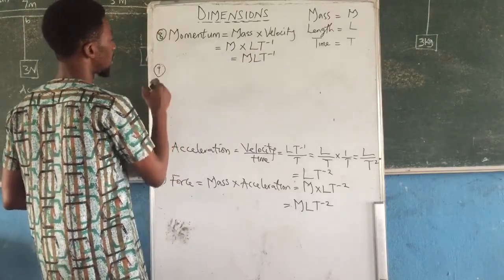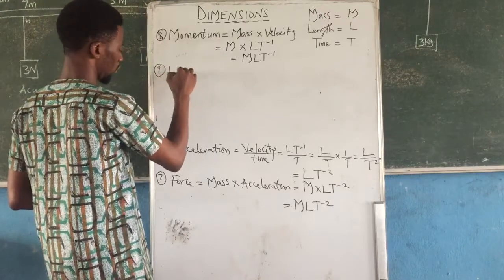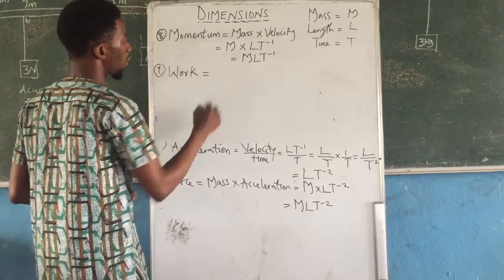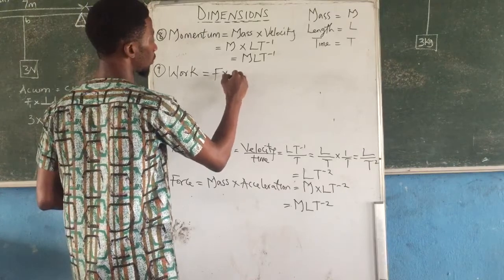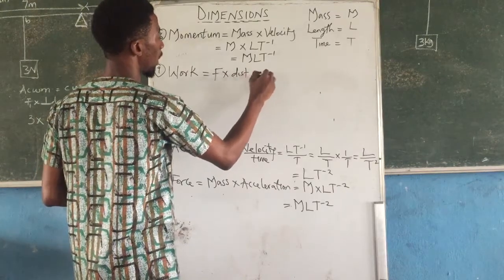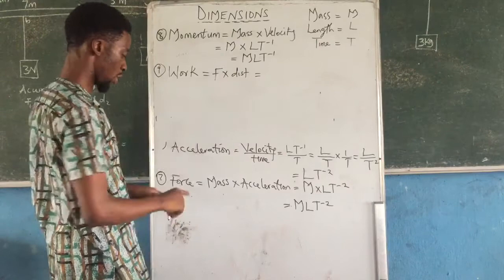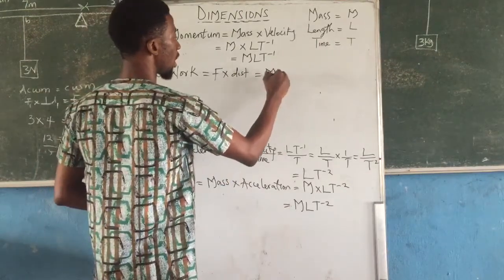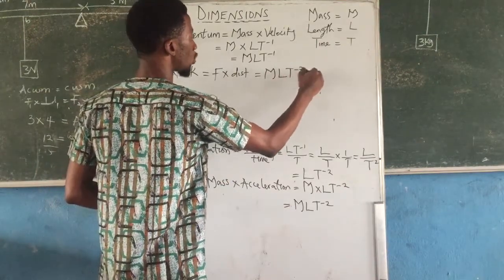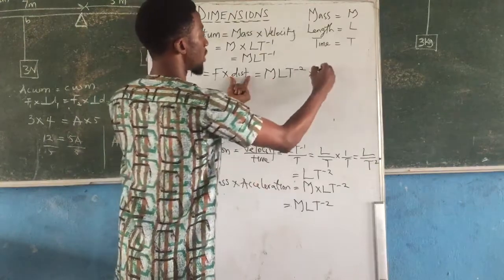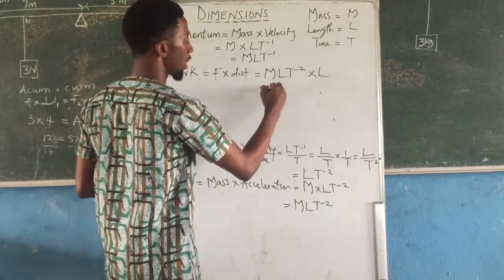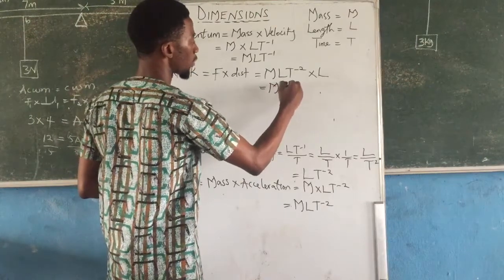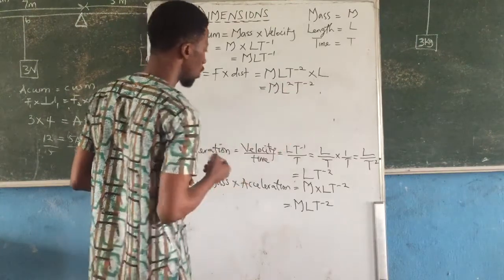Number 9, let us look at work. The formula for work is force times distance. The dimension for force, which we have done here, is M L t raised to the power minus 2, times the dimension for distance, which is L. If we multiply this L here, we have M L squared t raised to the power minus 2.